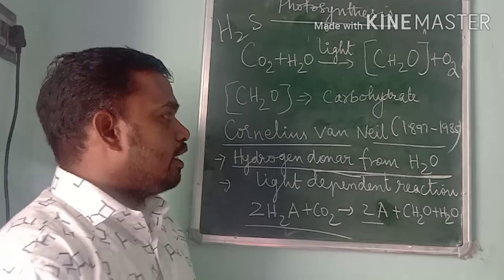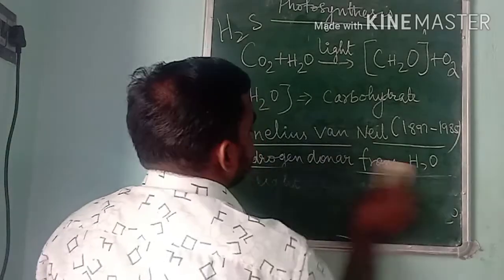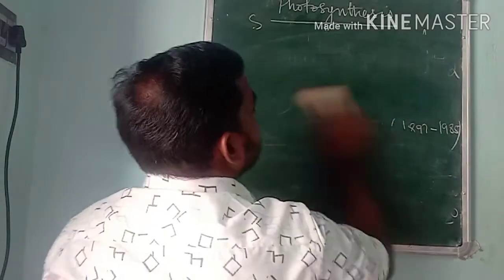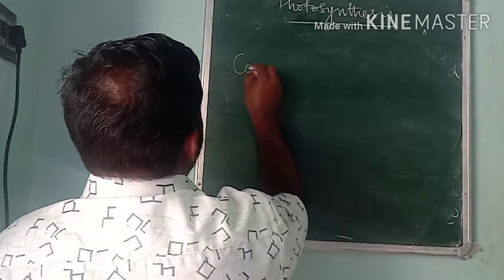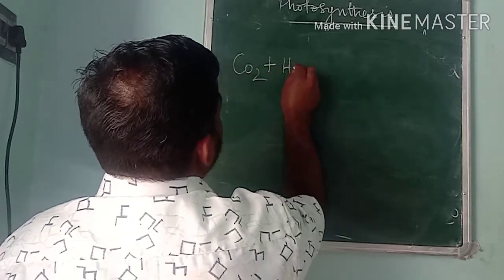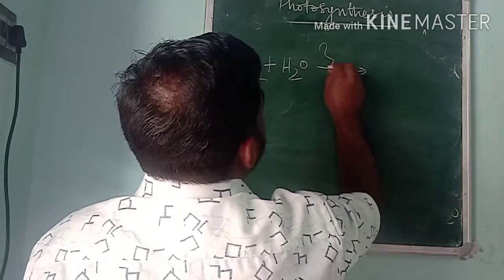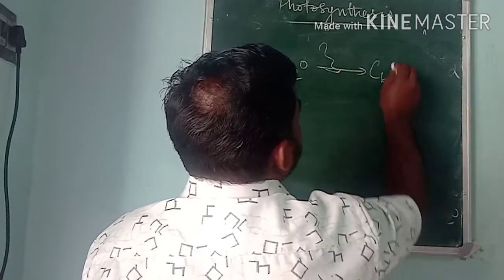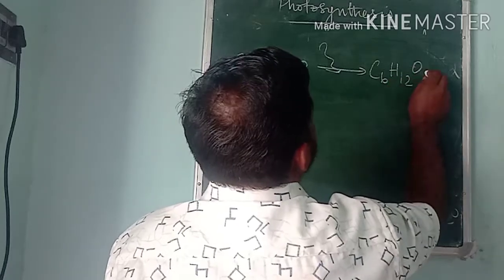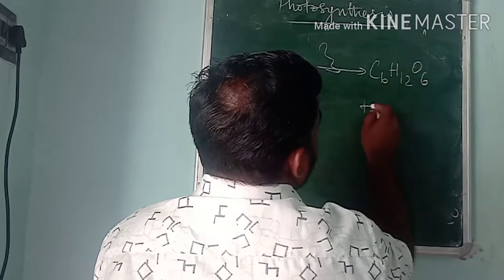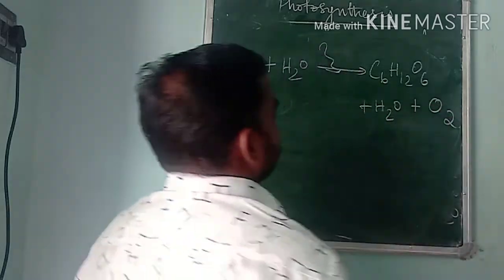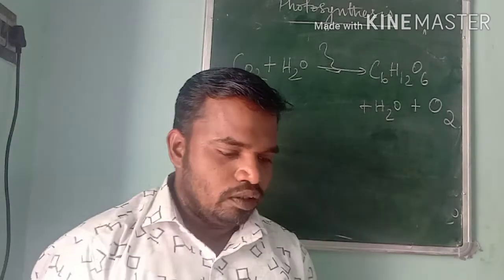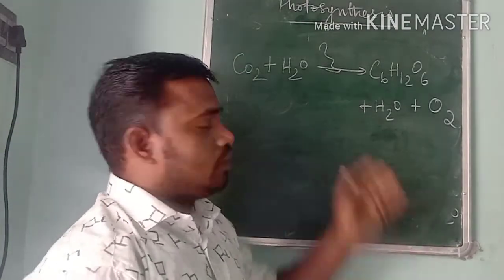That can be written for photosynthesis as CO2 plus H2O, with light energy, gives C6H12O6 plus H2O with the evolution of water molecules. This is the photosynthesis reaction.